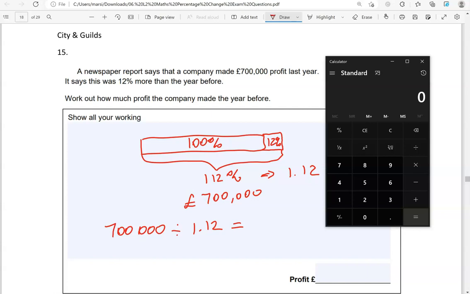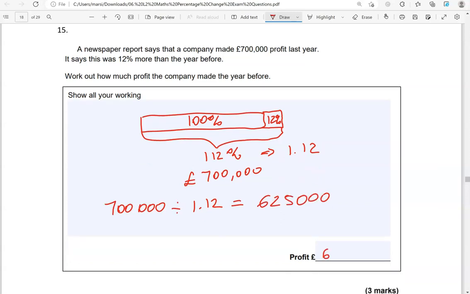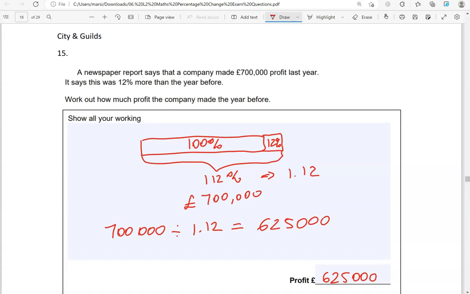It's just a shortcut. So 700,000 divided by 1.12 gives us 625,000. Now, if you want to check this, you can increase this by 12% and see if it gives you 700,000.